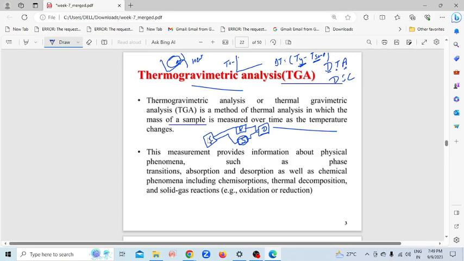Detector, it is for heat flow. How much heat is taken by the sample. So how will it be compared? It will be compared with reference only, na?